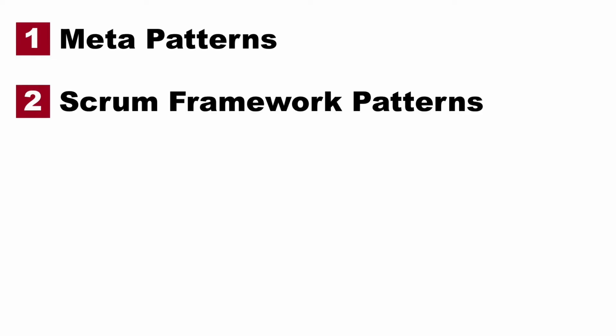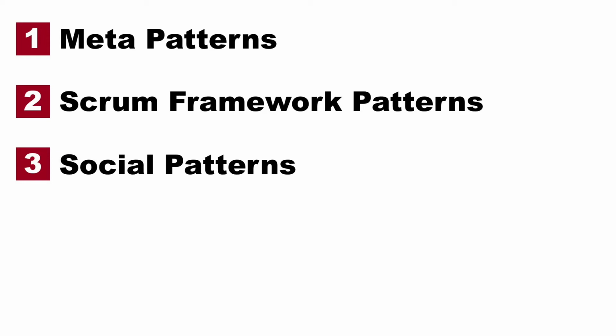First group, meta patterns. These are about core values of Scrum. An example for a meta pattern is the self-organizing nature of a team. An anti-pattern would be having a project manager that actually tells the team how to organize. 2. Scrum framework patterns. These are approaches that are already included in the Scrum Guide. An example would be the retrospective or the sprint planning.